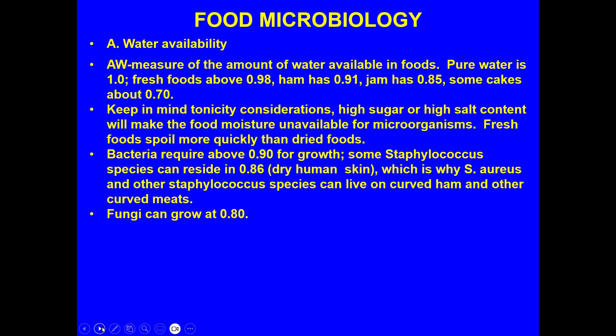But bacteria require above 0.90 for growth, although there are some Staphylococcus species that can reside on structures such as dry human skin with an AW of 0.86. This is basically why S. aureus and other Staphylococcus species can live on cured ham and other cured meats. They can hang in there with a diminished AW and still thrive. But fungi can grow at 0.80, which is really much, much lower.